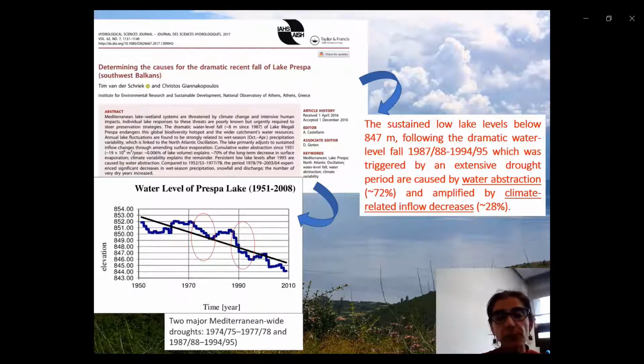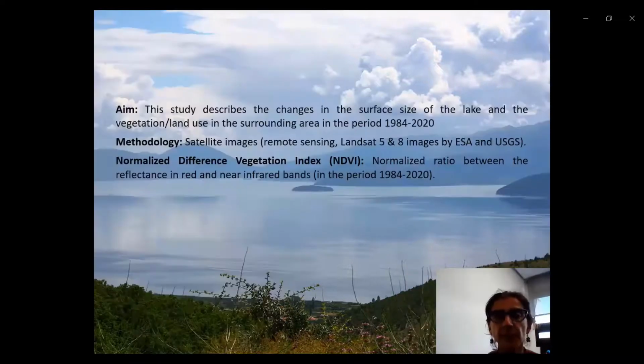This was probably triggered by Mediterranean-wide droughts. However, it was intensified by water abstraction. These authors suggest that 72% of the reason why water was lost was due to water abstraction, and only 28% was due to climate-related decreases.